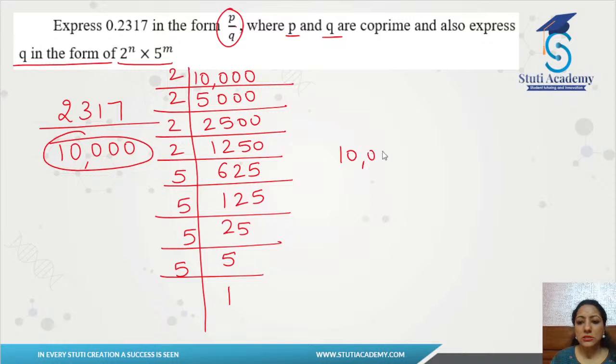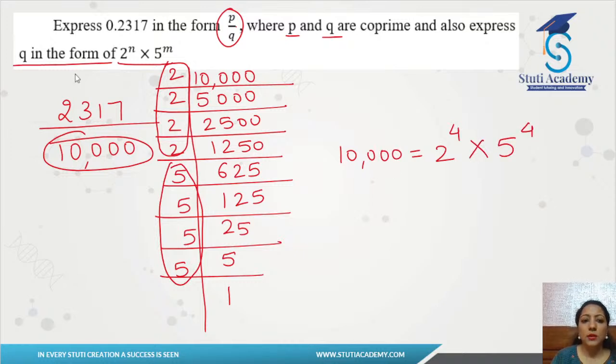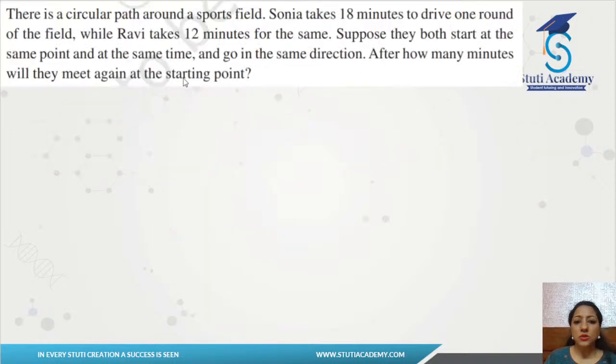So I can write this 10,000 as 2 raised to the power 4. Just see, there are 4 2's here. 2 raised to the power 4. And here we have 4 5's, so times 5 raised to the power 4. So now I've expressed Q, that's the denominator 10,000, in the form of 2 raised n into 5 raised n. I have expressed 10,000 as 2 raised 4 into 5 raised 4. Now, this question is given in NCERT.